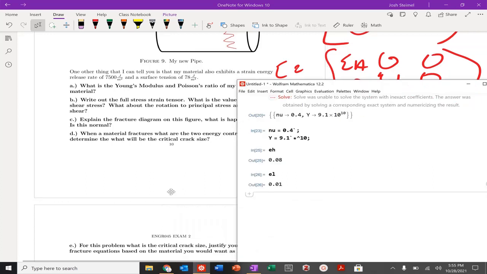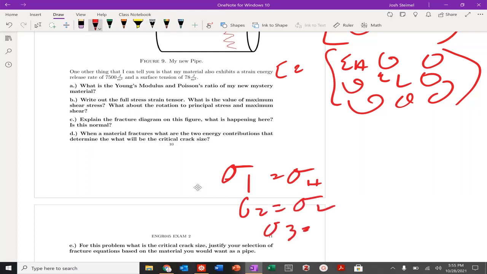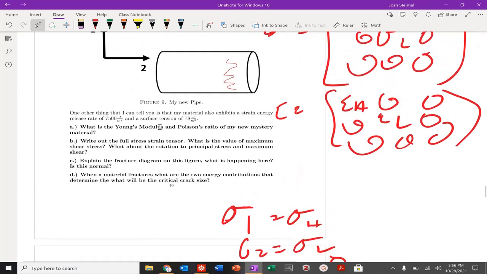So that's just going to be my sigma H divided by 2. Because again, my principal stresses are sigma 1 equal to sigma H, sigma 2 equal to sigma L, and sigma 3 equal to 0. So if I write the full 3D Mohr circle, we've got that. What's the rotation to principal stress? 0. Maximum shear, 45 degrees. Explain the fracture in the diagram, what is happening here.